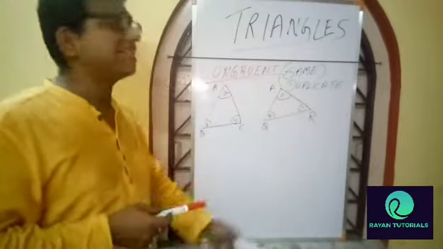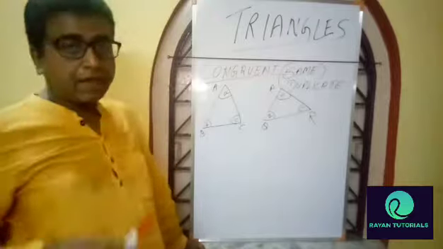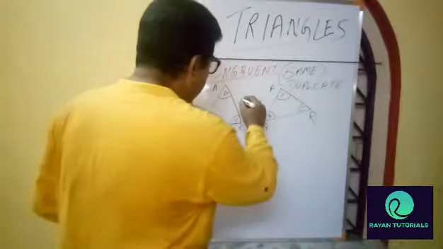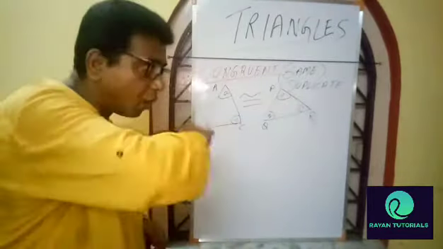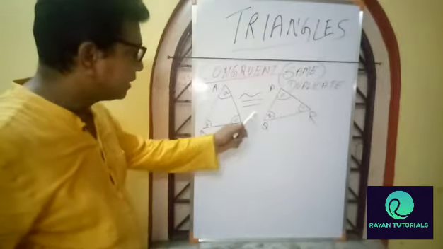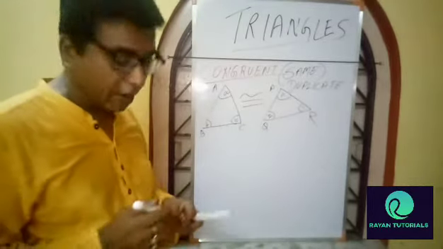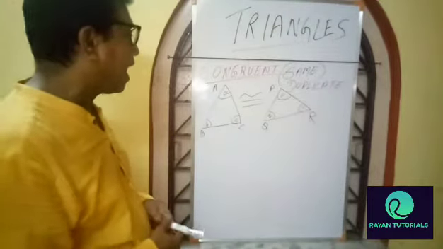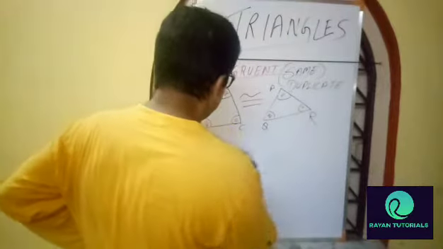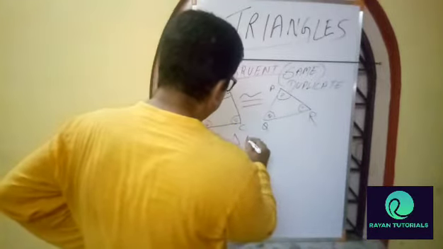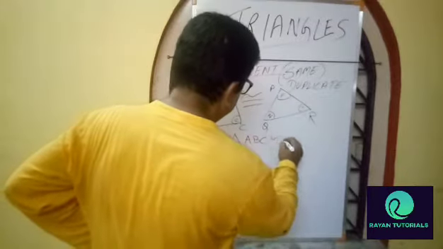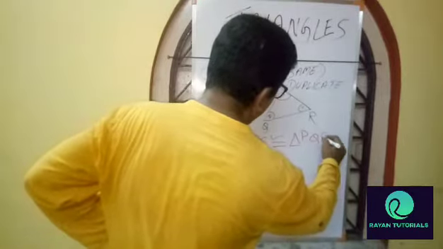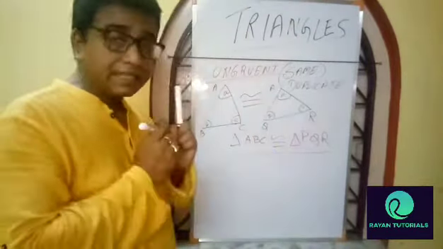Now when can I say this triangle is congruent to this triangle? The sign of congruency is first you put an equals to, then you put this sign, a wave. Clear? This is the symbol of congruency or congruent. If I draw this sign, I can say triangle ABC is congruent to triangle PQR. Is that clear or not?